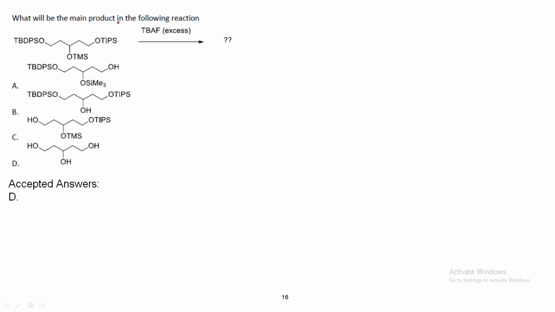Now again the protection group chemistry thing here. Let me write the protection groups. So TBS is nothing but this dimethyl tert-butyl silane protecting group, or in short you can say TBS protection.